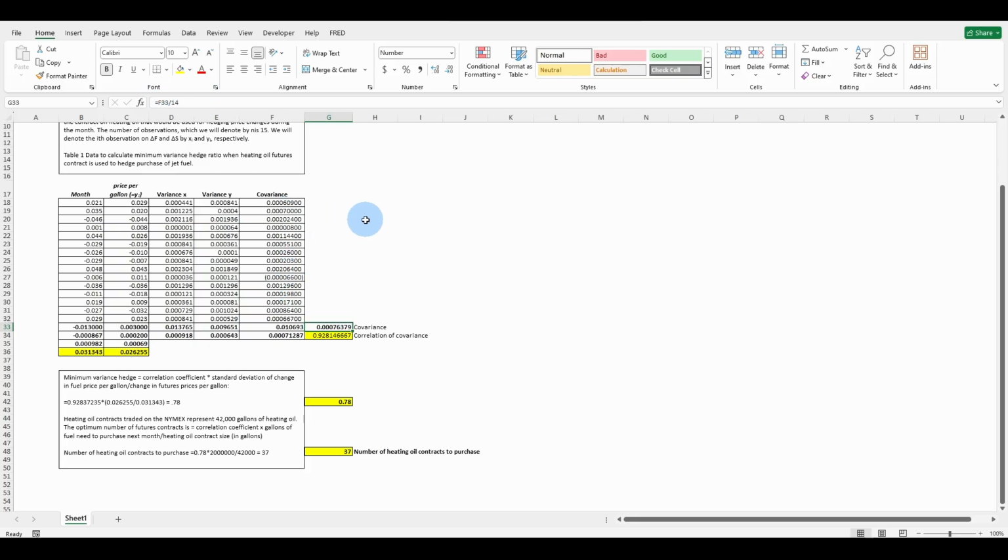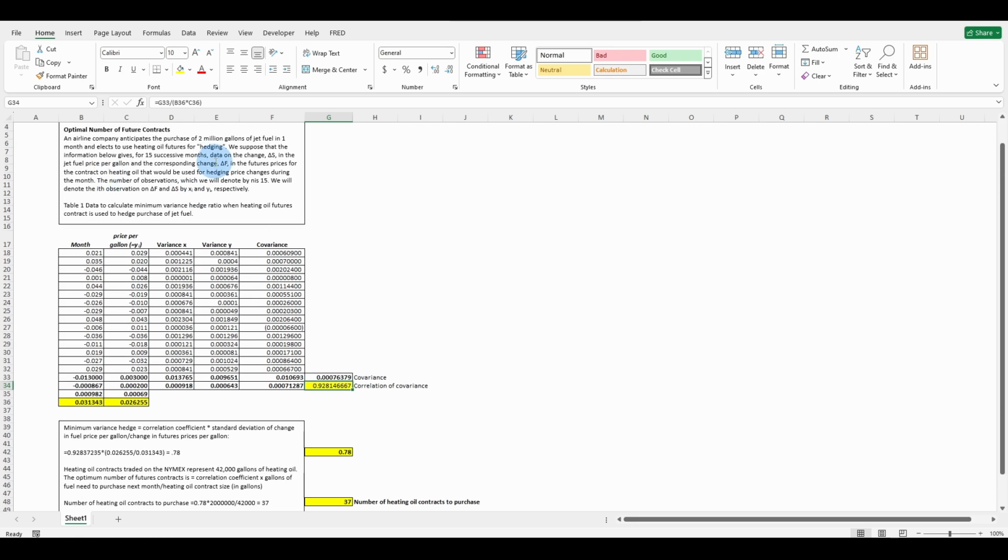Remember, if you have 15 observations, we got 1, 2, 3, 4, 5, 6, 7, 8, 9, 10, 11, 12, 13, 14, 15. In statistics, you always need to subtract 1. So we have 14. This one, G33, this covariance, B36. What we're trying to do is find the correlation between jet fuel prices and heating oil futures prices. And you can see they're pretty closely correlated.